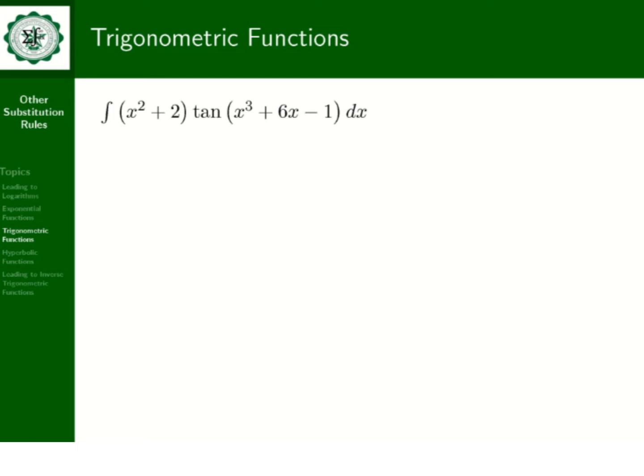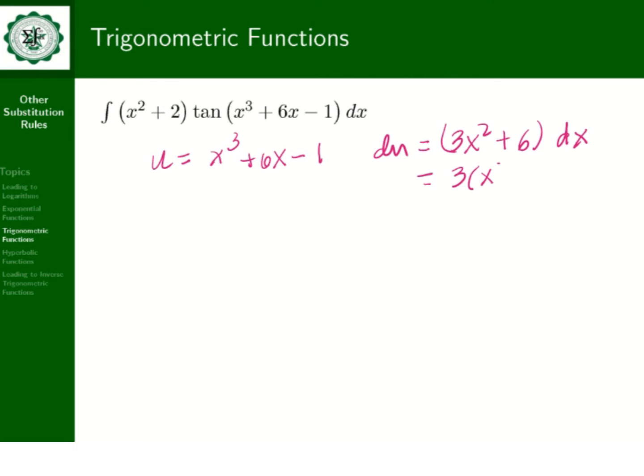We now solve the integral of x squared plus 2 times tangent of x cubed plus 6x minus 1 dx. So here we let u be the angle of tangent, and this is x cubed plus 6x minus 1. Then du is equal to, so the derivative of x cubed is 3x squared. And then for 6x, that would be 6. And then the derivative of negative 1 is 0. So we put here dx. And then we factor out 3, giving us x squared plus 2, and then dx.